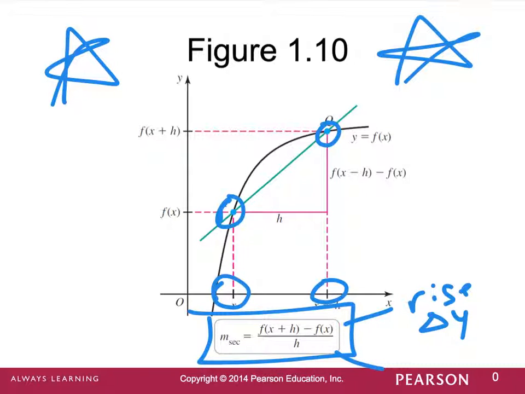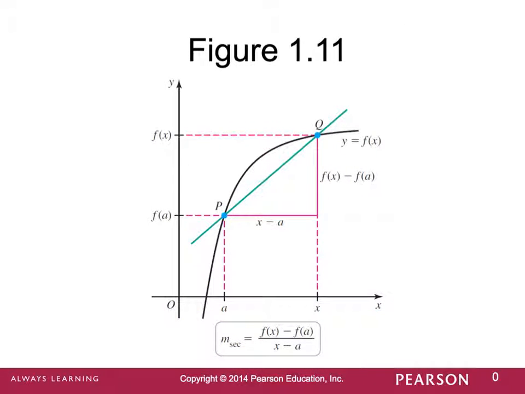And in the bottom, well, what's that? That's our run, which in this case is delta x. It's our change in x. If we take x plus h minus x, we are left with h. And so that is our formula for a secant line of any function. Doesn't matter what the function is, this formula can help us find the slope of the secant line.